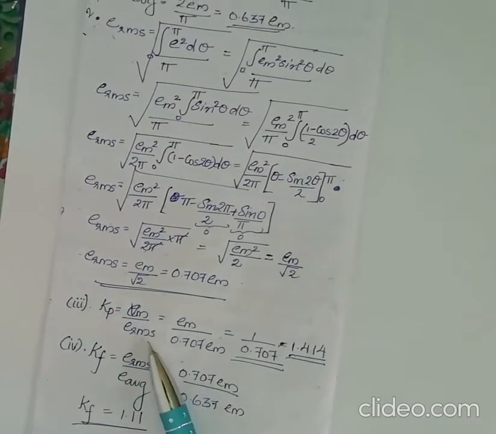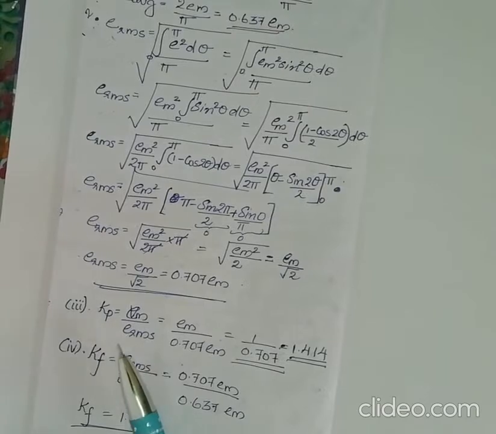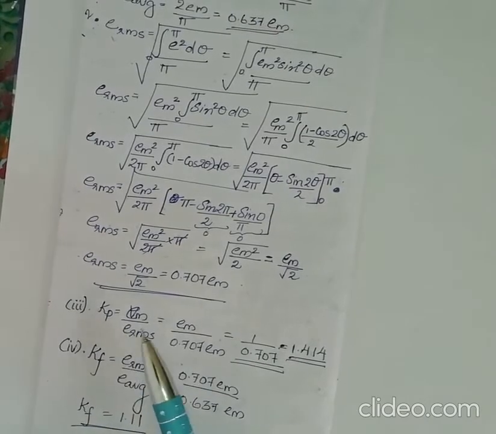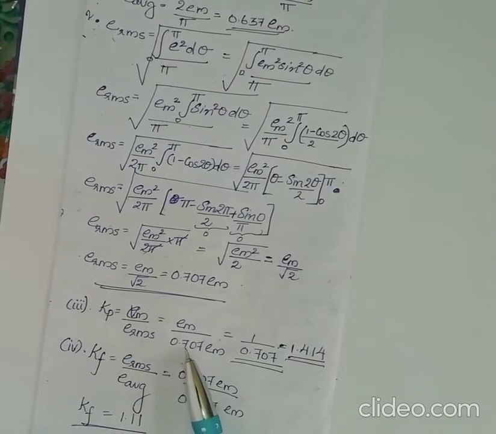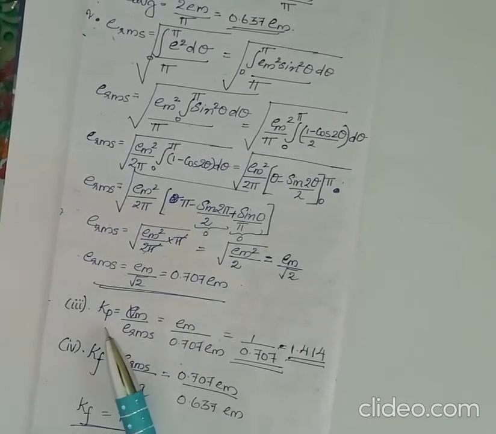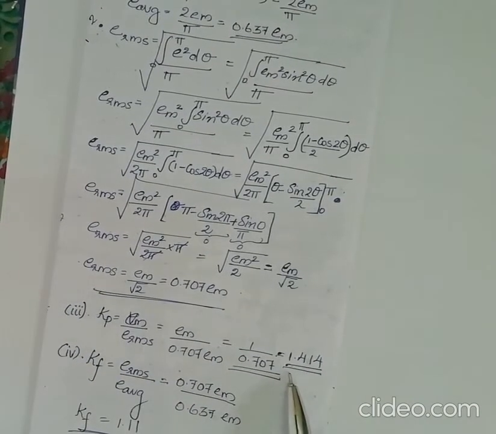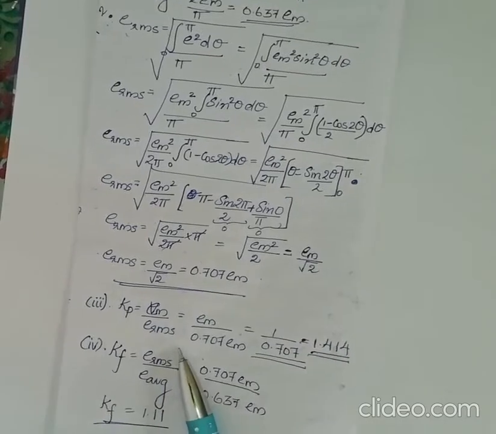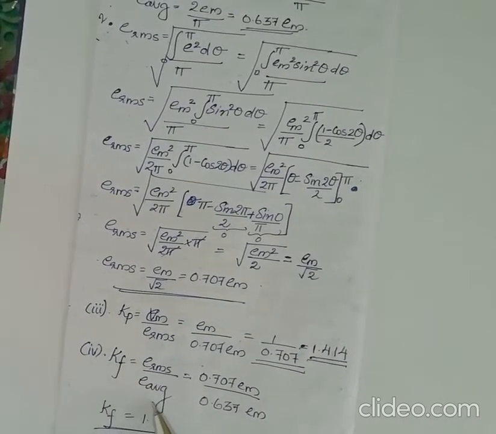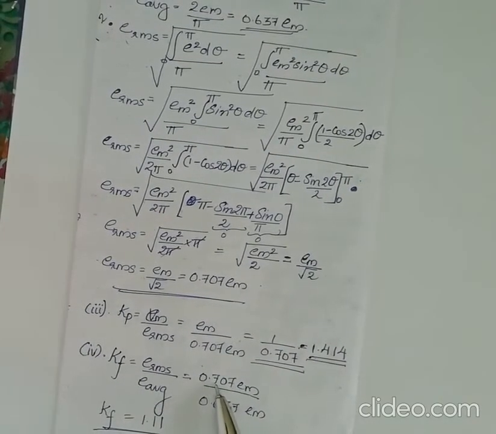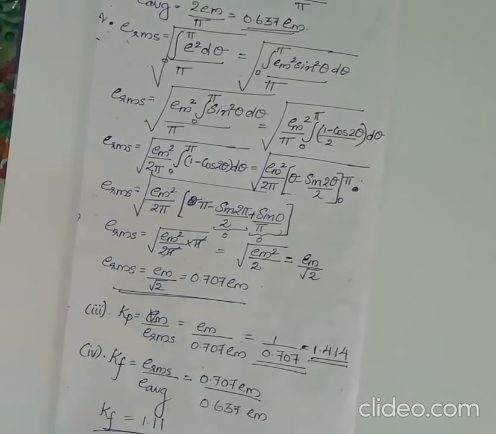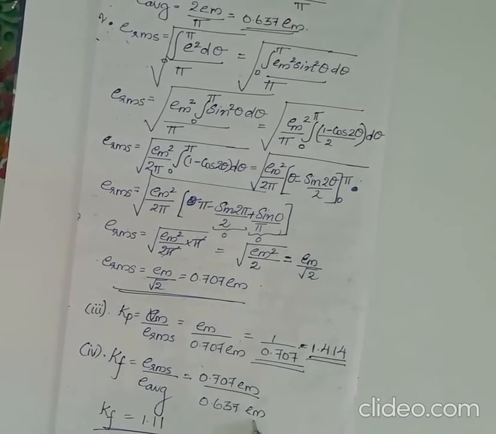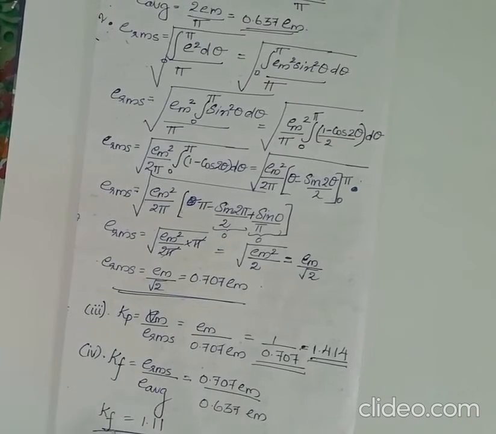Now it is easy to find the peak factor and form factor. For the peak factor, we know that it is Em divided by E RMS. E RMS is substituted as 0.707 Em. So the peak factor is calculated as 1.414. And for the form factor, it is E RMS by E average. E RMS is substituted as 0.707 Em, and E average is 0.637 Em. So Em and Em get cancelled and the form factor will be 1.11.